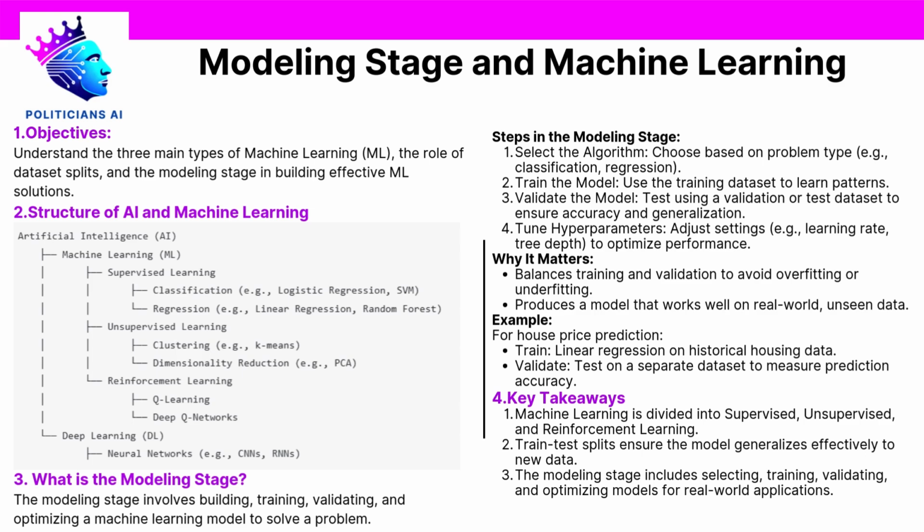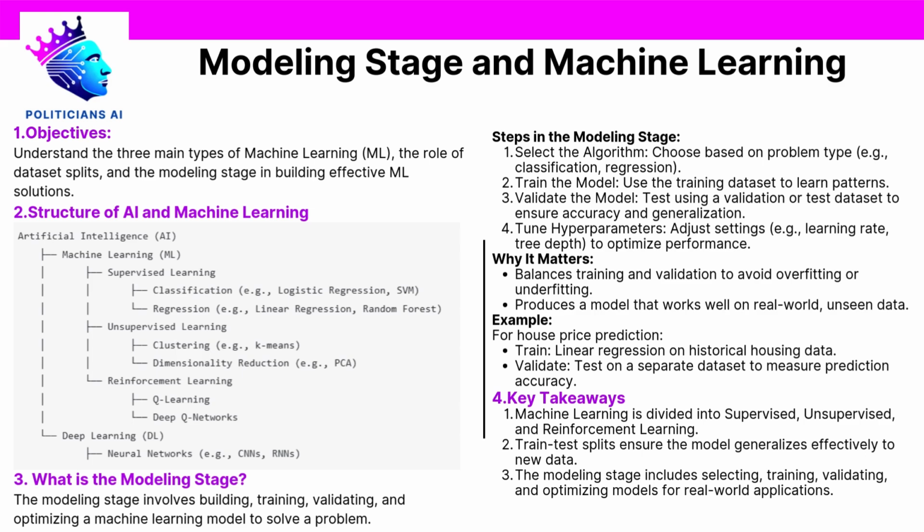Supervised learning also includes regression tasks, such as predicting house prices based on historical data using algorithms like linear regression or random forests. Next, we have unsupervised learning, which works with unlabeled data. Here, the goal is to discover patterns, such as grouping customers with similar buying habits or identifying fraudulent transactions. Algorithms like k-means clustering and PCA are commonly used for these tasks.